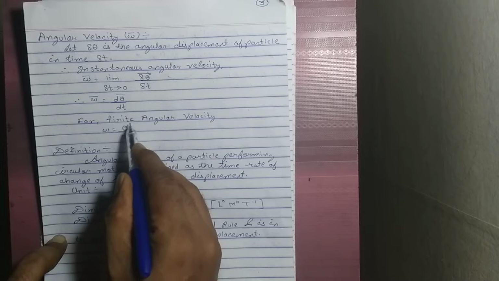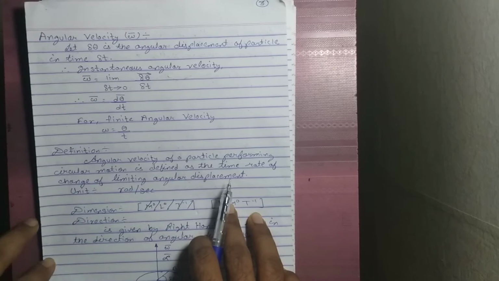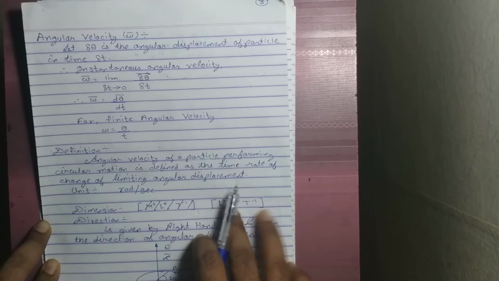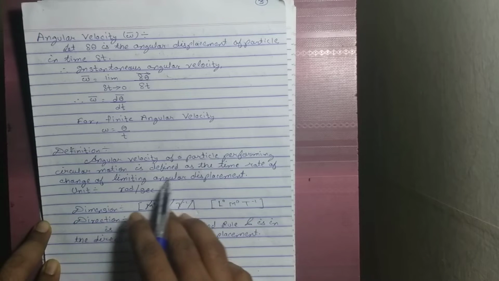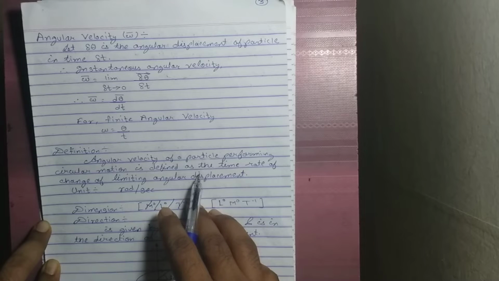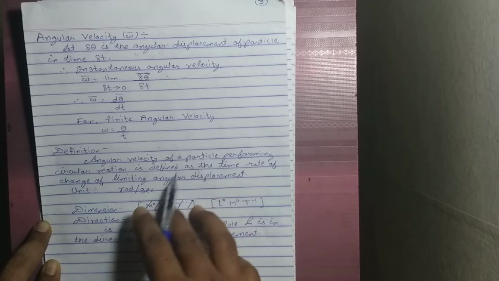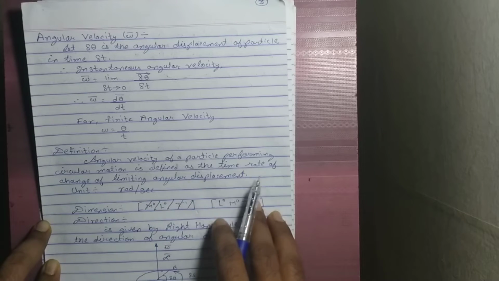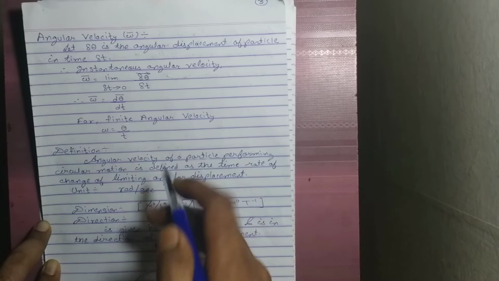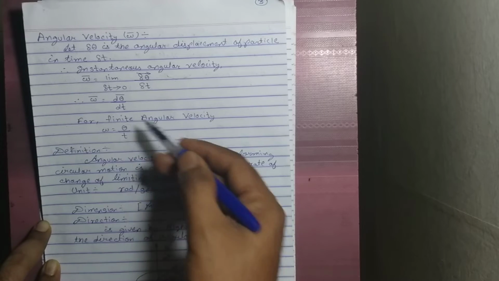The definition of angular velocity is a rate of change of angular displacement. So students, in the exam, how will we write? Angular velocity of a particle performing circular motion is defined as the time rate of change of angular displacement. Rate of change of what, students? Angular displacement.